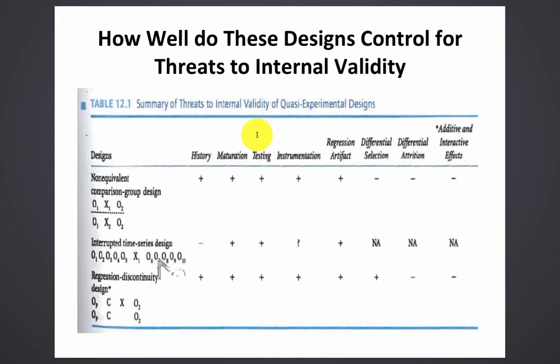So I'd refer you to the text to find out more about this, but there's a section on how well quasi-experimental designs control for threats to internal validity, and essentially you're going to want to look at history, maturation, testing, instrumentation, regression artifact, differential selection, all of these threats to internal validity. How well do these quasi-experimental designs control for them? I'd refer you back to the text to really understand all of this, because it's too much to cover in a short screencast, and this screencast is already quite long.